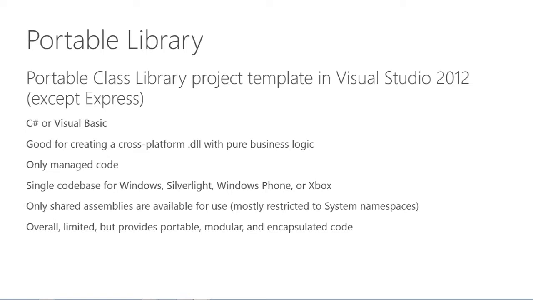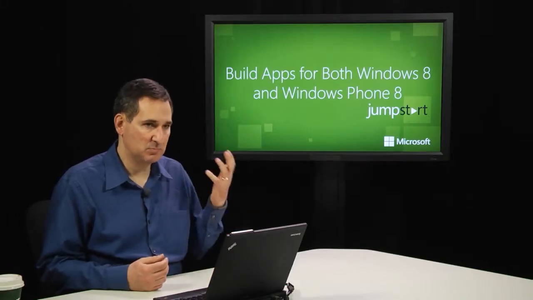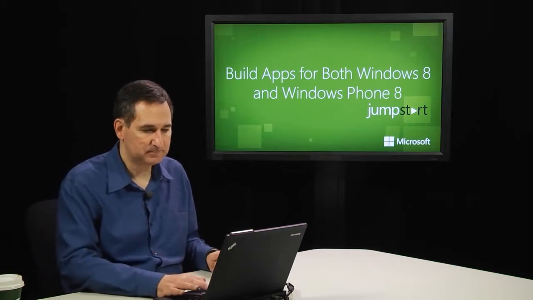You would have a single code base for Windows and Windows Phone, and in fact, you can also include Silverlight or Xbox if you're building for those platforms as well. We're going to focus on Windows and Windows Phone. Only shared assemblies are available for use, and so it's mostly restricted to the system namespace. There's others as well, but mostly restricted there. And overall, it's limited, but the nice thing is that it gives you this portable, modular, encapsulated code that you can use among different platforms, and in our case, between Windows Phone and Windows 8.